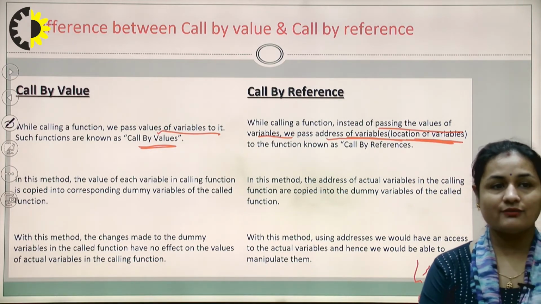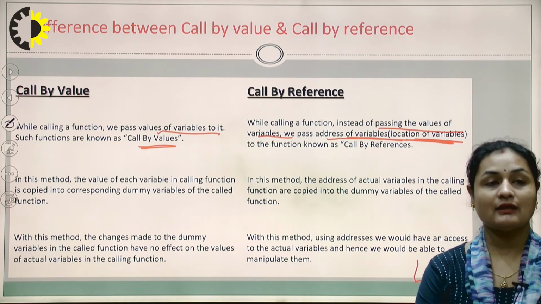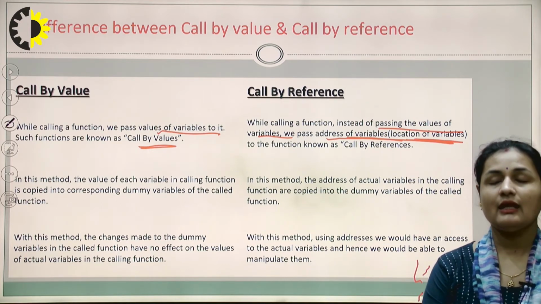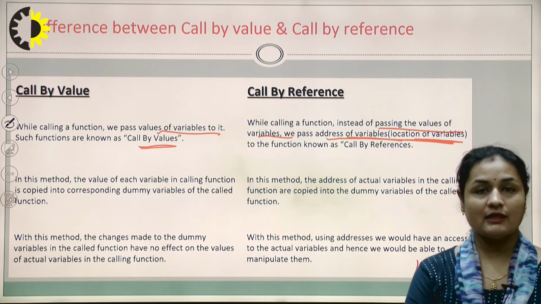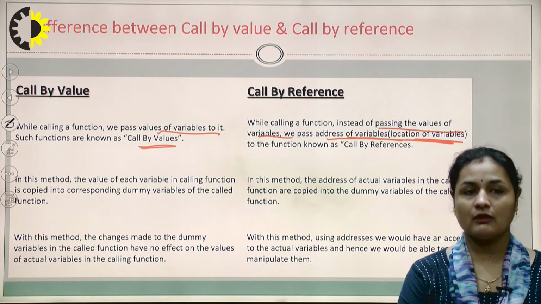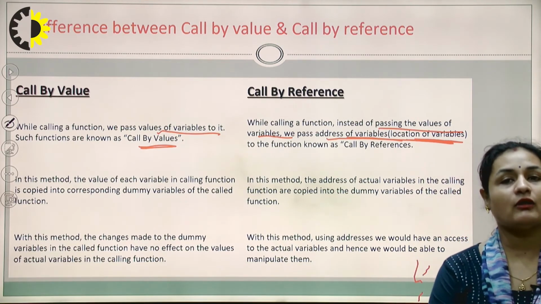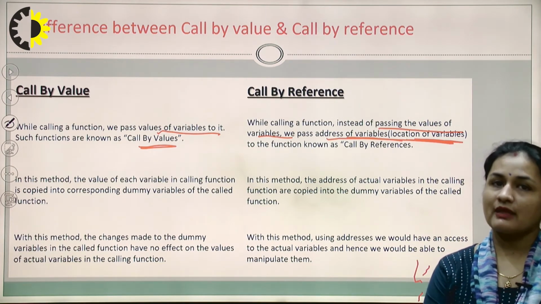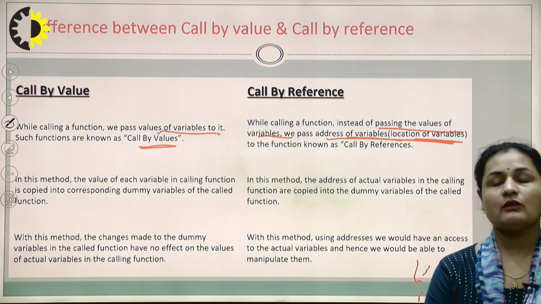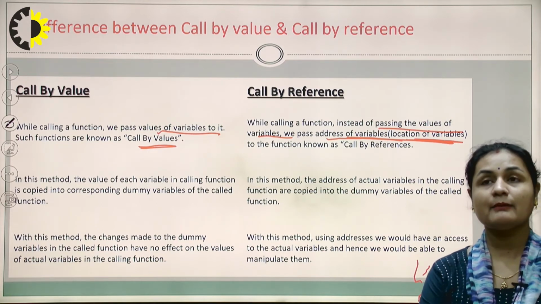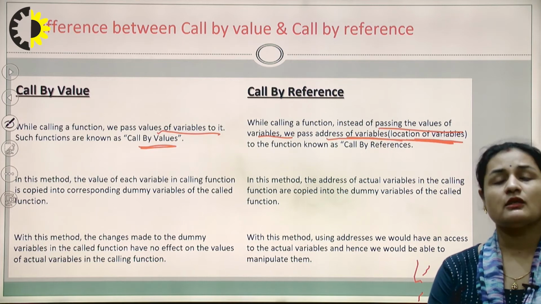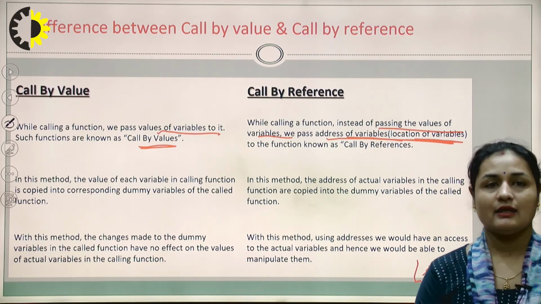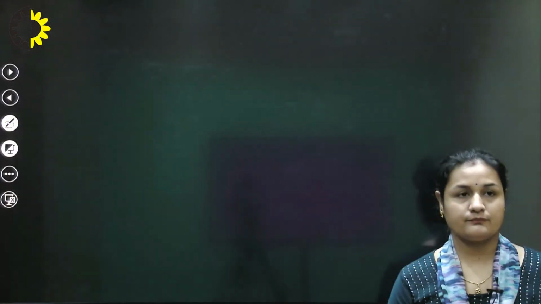Then the third difference is, in call by value, the changes made to the dummy variables in the called function have no effect on the values of the actual variables in the calling function, meaning changes are not reflected. If we change the value of the formal variable, then it is not reflected in the actual variable. But in call by reference, because we use the same memory location for both variables, the changes are reflected.